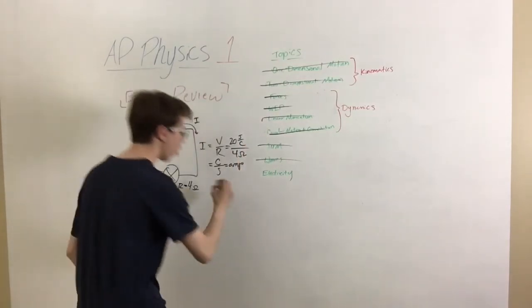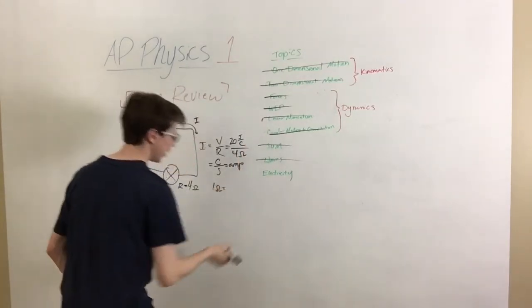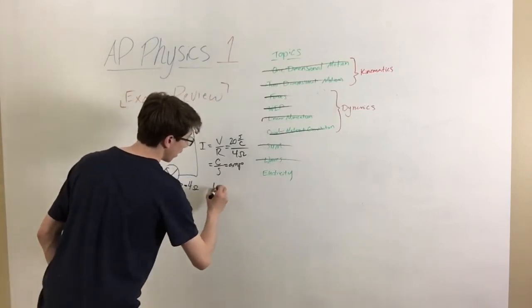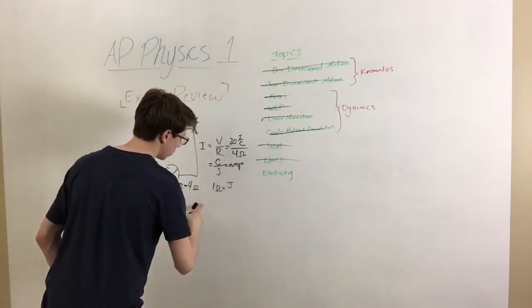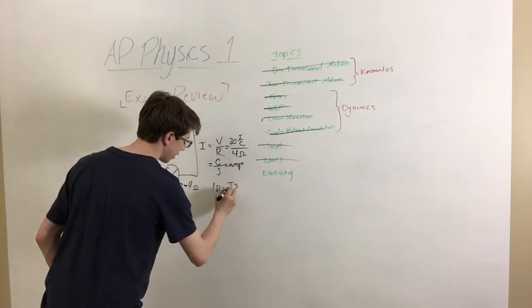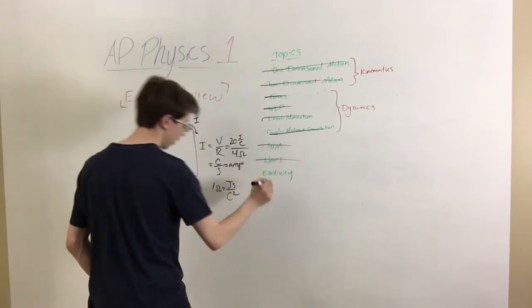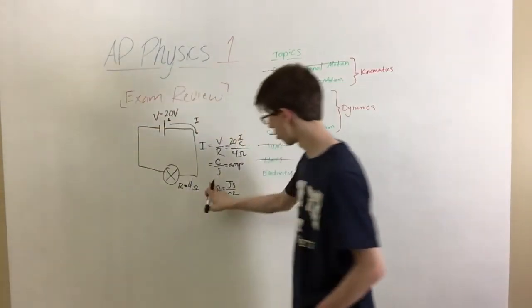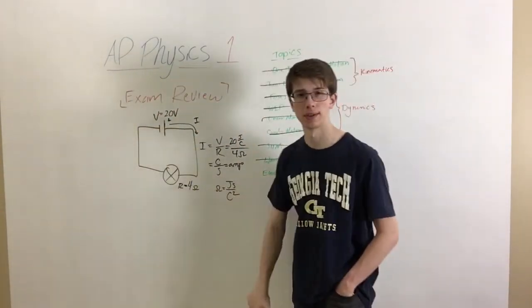So what does that mean that an ohm is equal to? An ohm is actually equal to a joule second per coulomb squared. That is what 1 ohm is. An ohm is a joule second per coulomb squared.